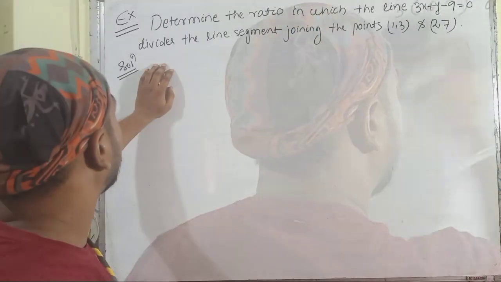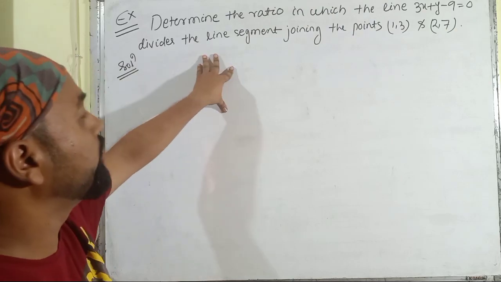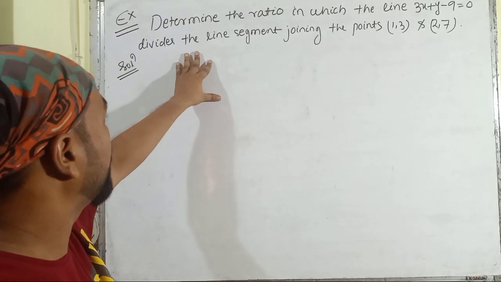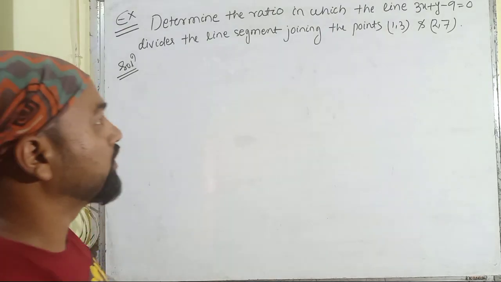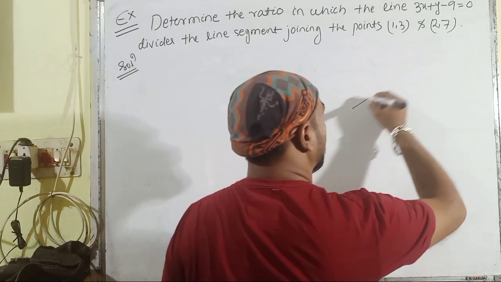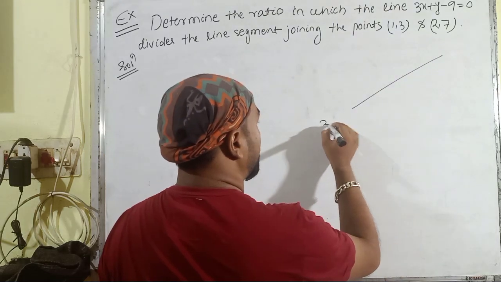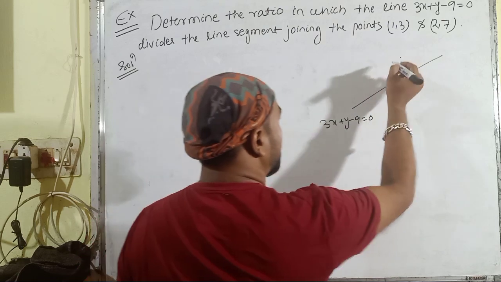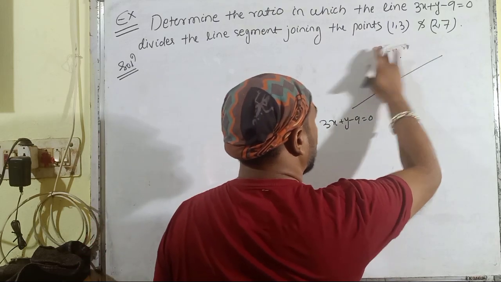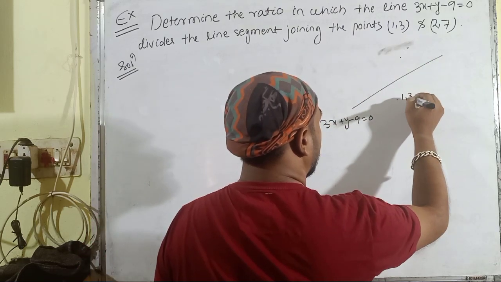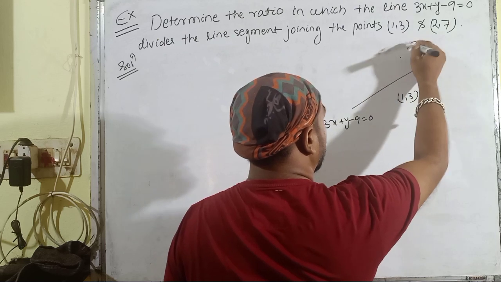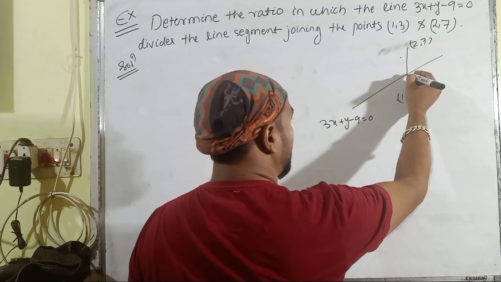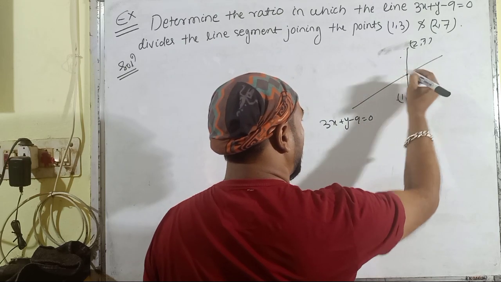It has been asked to determine the ratio in which the line 3x plus y minus 9 is equal to 0 divides the line segment joining the points (1, 3) and (2, 7). Let us go through the diagram first. Consider this is the line 3x plus y minus 9 is equal to 0, and these are the two points (1, 3) and (2, 7). Suppose they intersect each other at the point P.